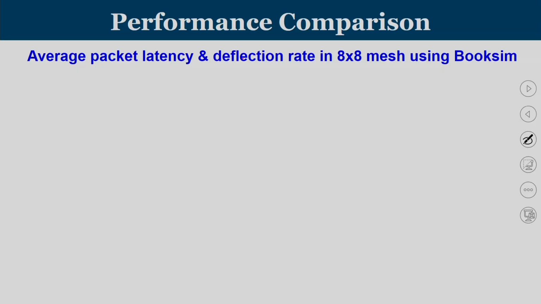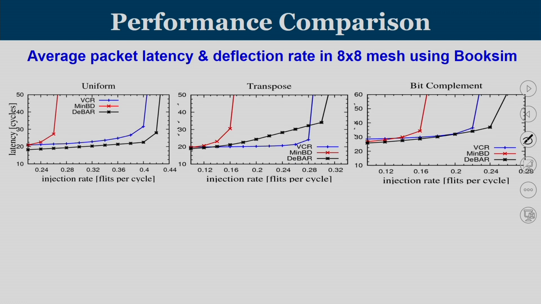Now, let us try to see the performance comparison. There are two important parameters that are being used here. One is average packet latency, the other one is deflection rate, and these are being taken from an open source simulator known as BookSim. So, there are various synthetic traffic patterns which have been defined in the graph: uniform traffic, transpose traffic, and bit complement traffic. These are all artificial traffic generation models where certain nodes are going to create packets for certain other nodes.